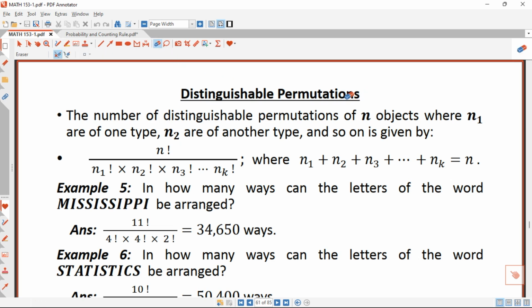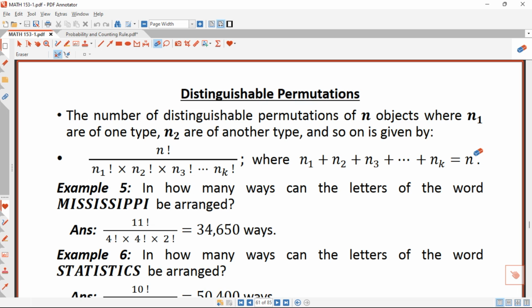Distinguishable permutations, right? So what is meant by distinguishable permutation? The number of distinguishable permutations of n objects where n1 are of one type, n2 are of another type, and so on is given by n factorial divided by n1 factorial times n2 factorial times n3 factorial times nk factorial, where the summation of n1 plus n2 plus n3 plus up to nk will be equal to our total, n.